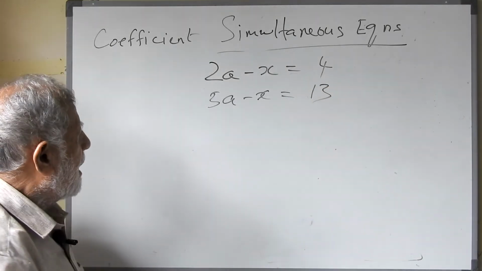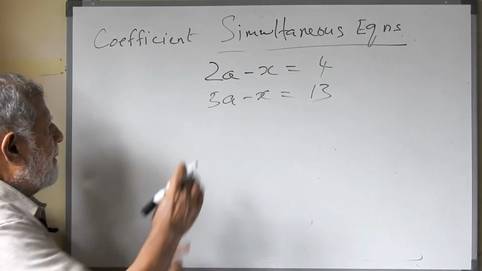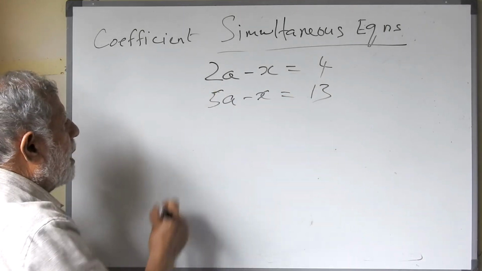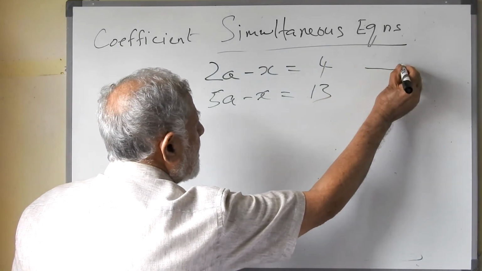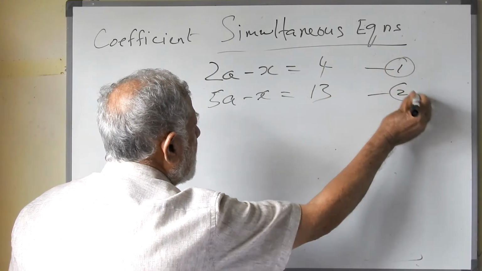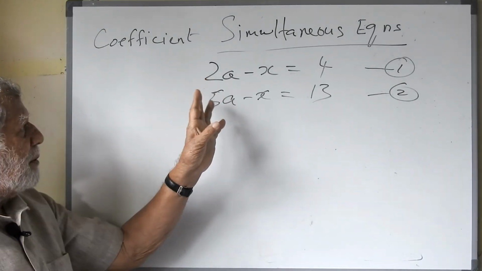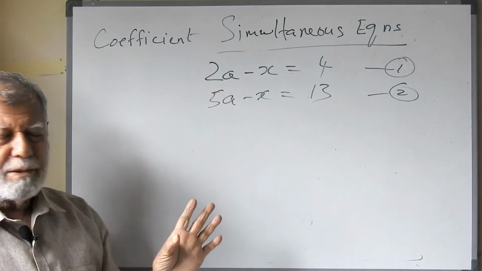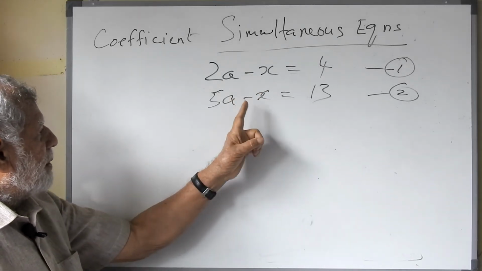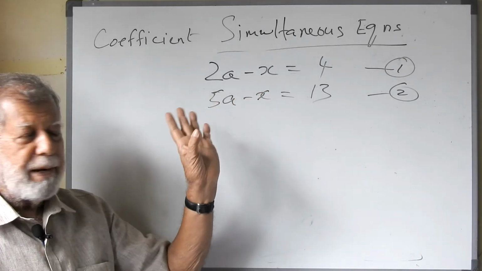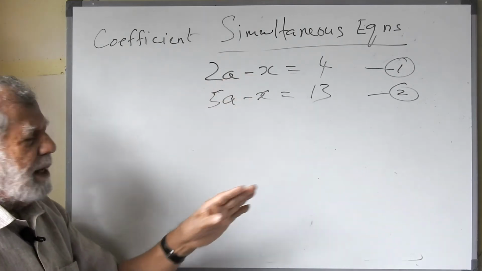Look at this. 2a minus x equals 4. 5a minus x equals 13. So we have two simple equations, equation 1 and equation 2. Now here you notice for a, the coefficients are different. So we won't be able to add or subtract to cancel it. But here we notice for the x, the coefficients are equal. So we have to decide whether to add or subtract. When you subtract, minus x take away minus x, it will go.